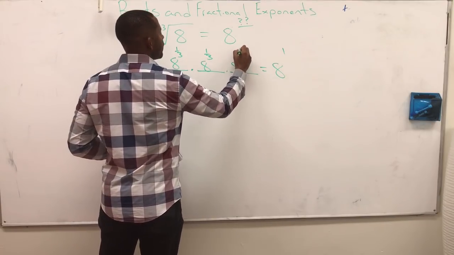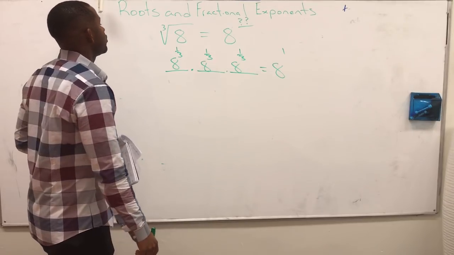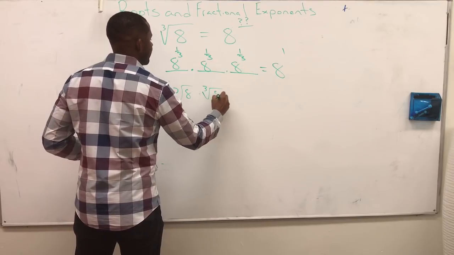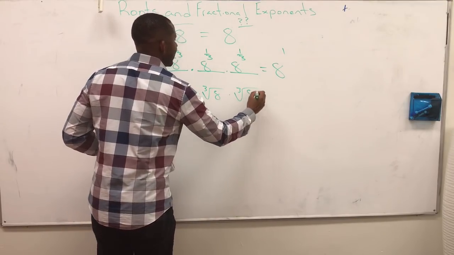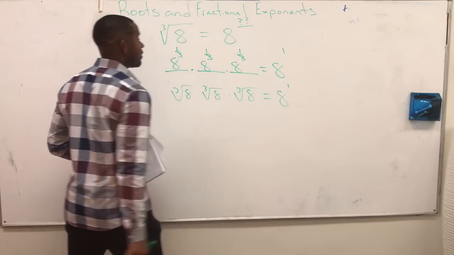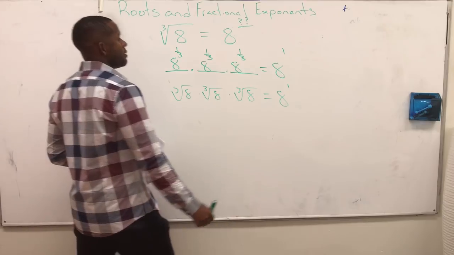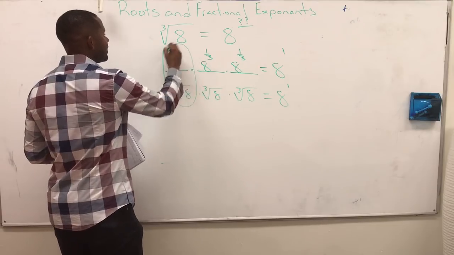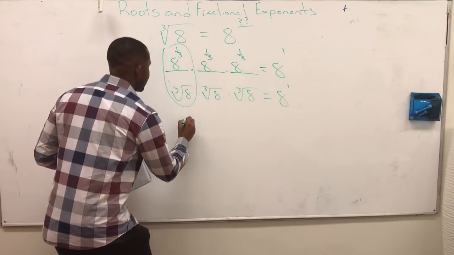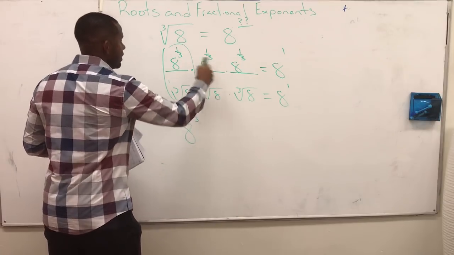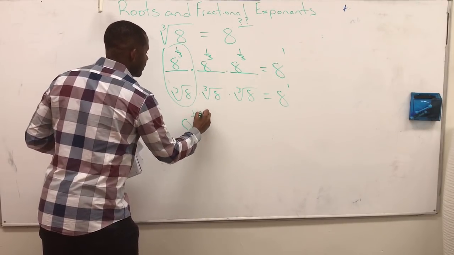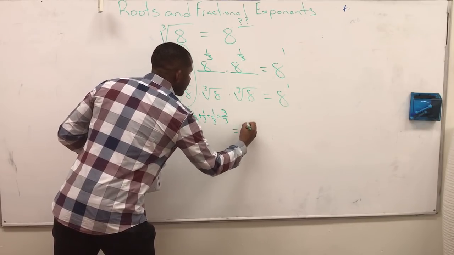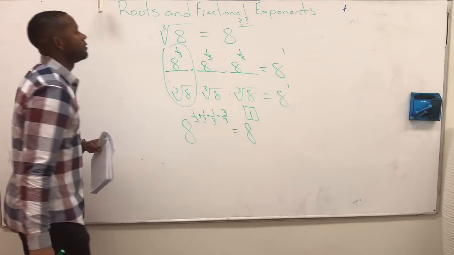1/3 plus 1/3 plus 1/3 equals 1, in the same way that the cubed root of 8 times the cubed root of 8 times the cubed root of 8 equals 8, or 8 to the first power, right? Because again, I can see here, the cubed root of 8 is the same as 8 to the 1/3 power. And remember, if I have 8 to the 1/3 times 8 to the 1/3 times 8 to the 1/3, it's 1/3 plus 1/3 plus 1/3, which is 3/3, which is 8 to the first power.